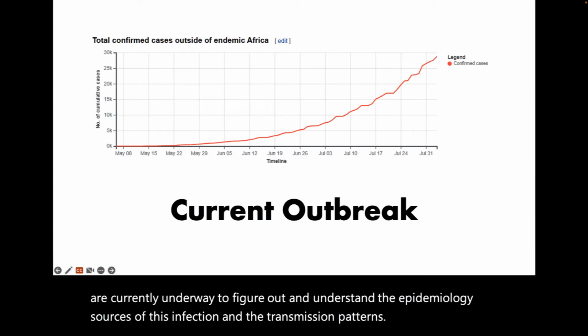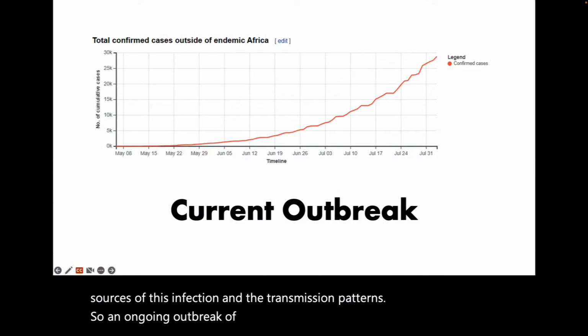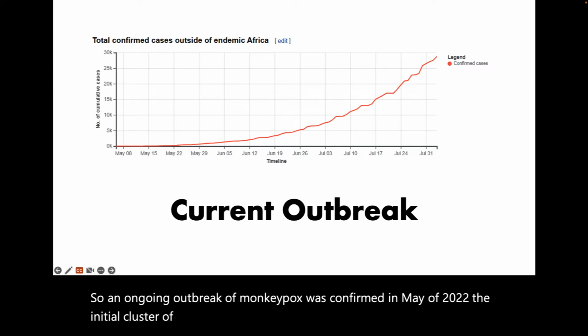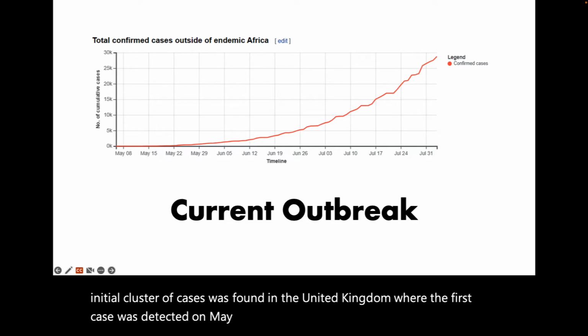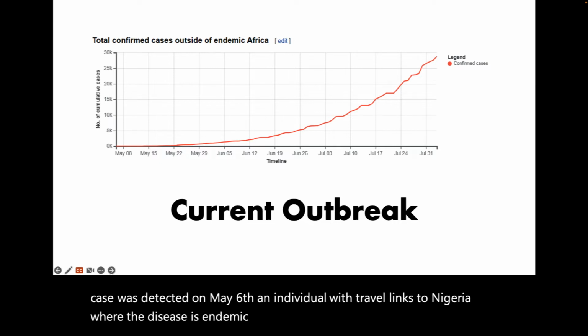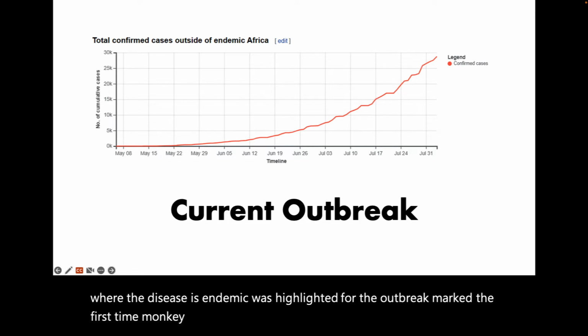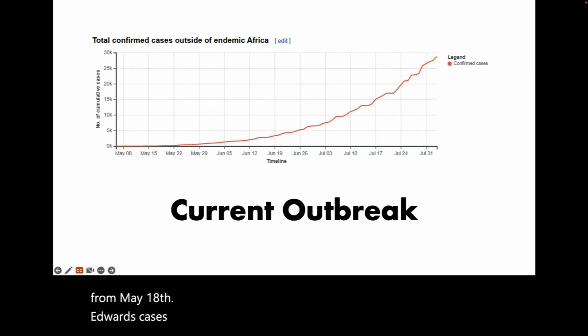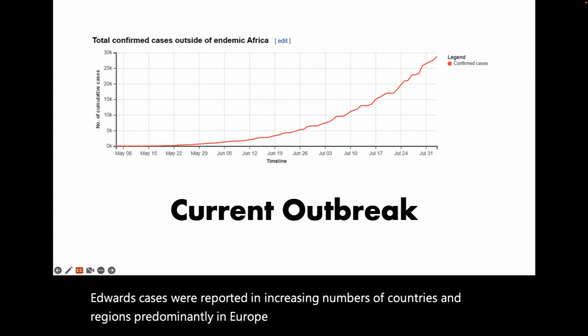So, an ongoing outbreak of monkeypox was confirmed in May of 2022. The initial cluster of cases was found in the United Kingdom, where the first case was detected on May 6th. An individual with travel links to Nigeria, where the disease is endemic, was highlighted for this. The outbreak marked the first time monkeypox has spread widely outside of Central and West Africa. From May 18th onwards, cases were reported in increasing numbers of countries and regions, predominantly in Europe, but also North and South America, in Asia, Africa, and Oceania.